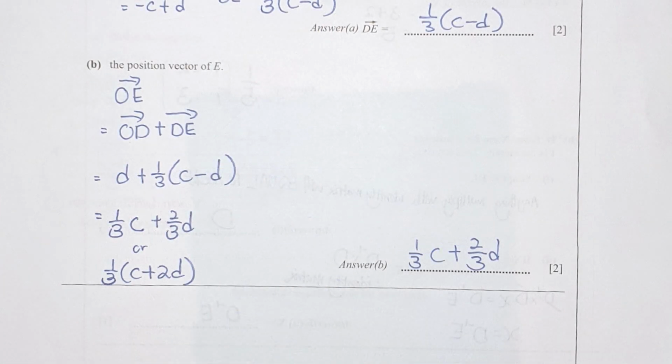Whereby for you to identify the position vector of E, this is actually from the origin to the point E. So OD plus DE will be your final result. OD itself is D plus DE that we've gotten earlier, which is 1/3 bracket C minus D. So your final answer, 1/3C plus 2/3D, or 1/3 bracket C plus 2D. Both answers are acceptable, just choose whatever you are more comfortable with and stick with it.